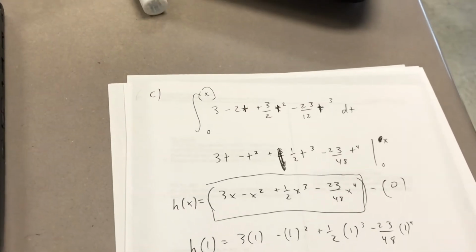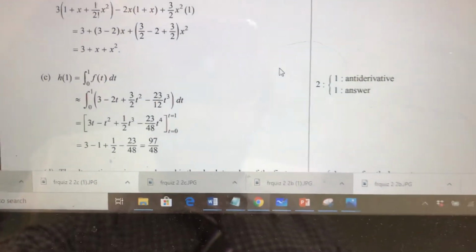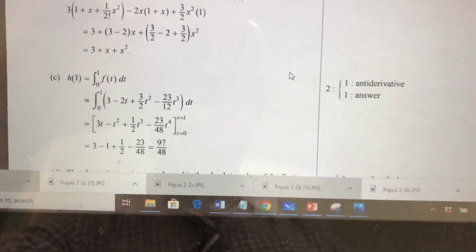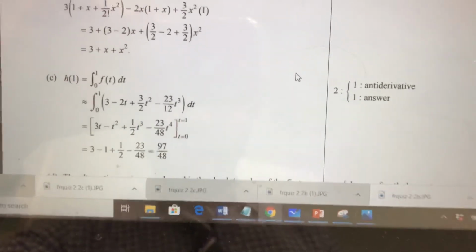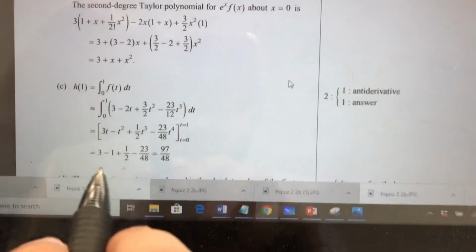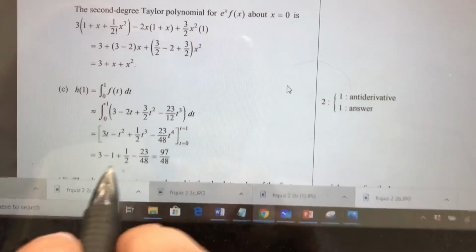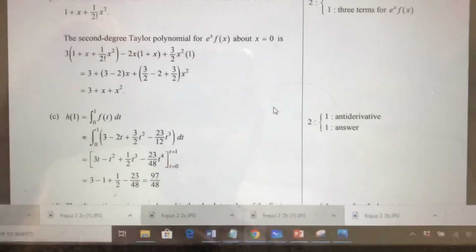Anyway, let's go ahead and take a look at their answer here. What do we have here on this part? This is part C. Did we get the integral right? Looks like it, that we substituted in here 3 minus 1 plus 1/2 minus 23/48. Looks like if you simplified it down, 97/48. But again, I'm pretty sure they would take that as an unsimplified answer instead of the 97/48. So don't waste a lot of extra time unless you have it.